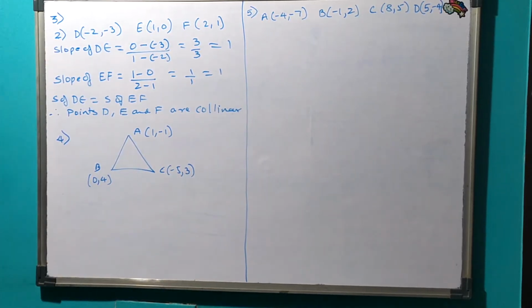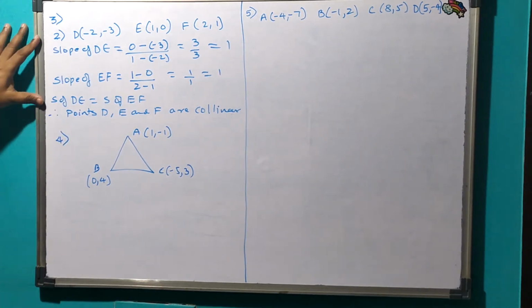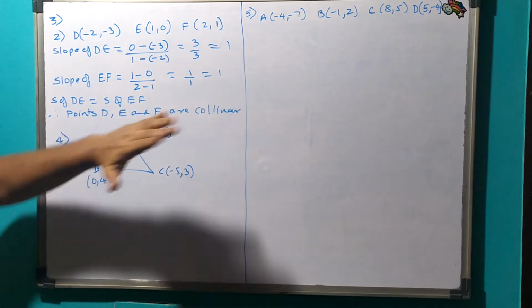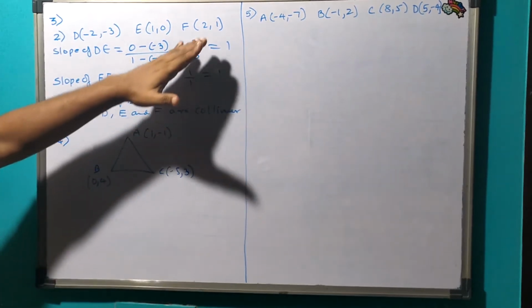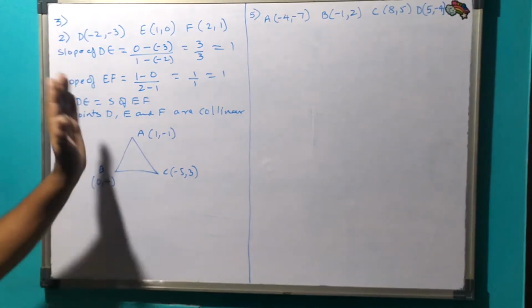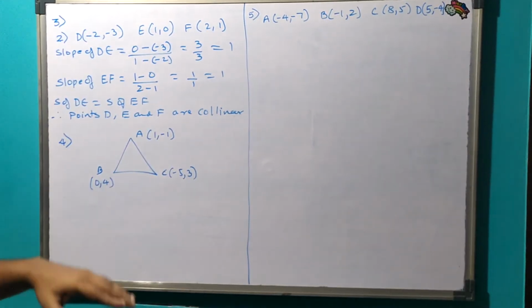Collinear. That means whenever you solve the sums, if you get the slopes and if the slopes are equal, the lines or the points are collinear. If you do not get the slopes equal, that means they are non-collinear. Various sums are there, you have to solve each and every one.